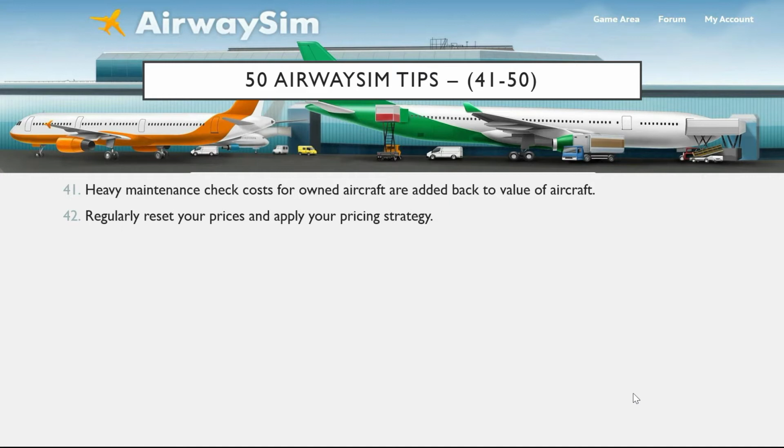Point 42 is it's important to regularly reset your prices. So there's an easy way of doing that under the pricing management tool, where you can just reset the prices and then apply your pricing strategy. We would not recommend just to run a default pricing. Typically just slightly above default pricing is what we recommend.